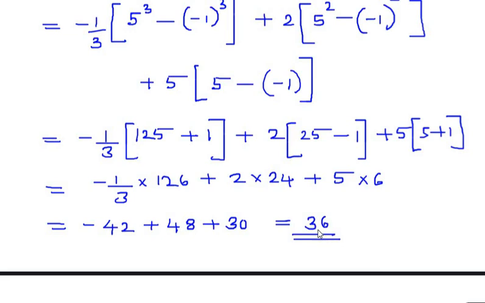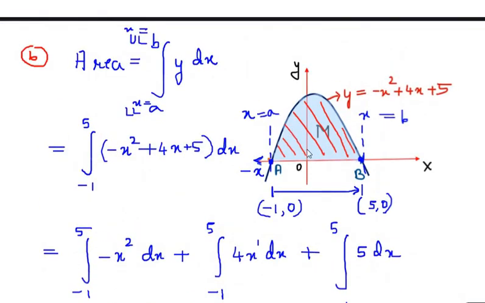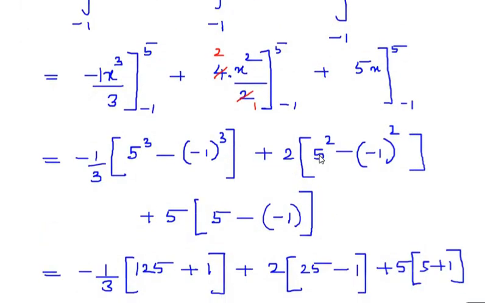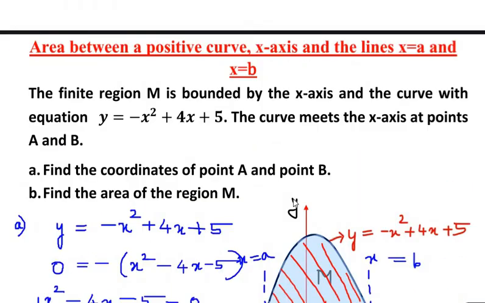So this is the area of this given diagram. So between point A till point B and between the curve and the x-axis, the total area of the shaded region is 36 units. So this is how we solve this example.